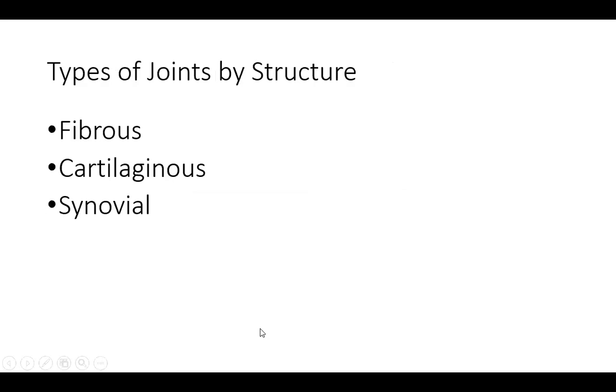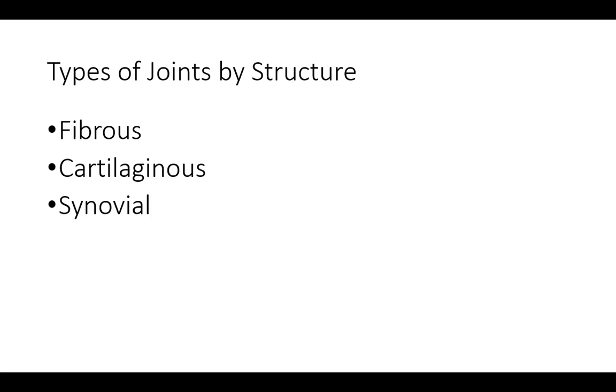So that is our joints by movement. The immovable, think of the bones in the skull, the sutures in the skull. Those are the immovable joints. The slightly movable, the symphysis, the intervertebral disc, even the end of the tibia and the fibula there. And then, of course, the freely movable is everything else.